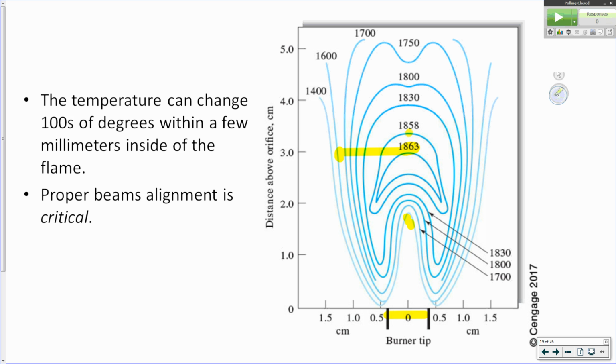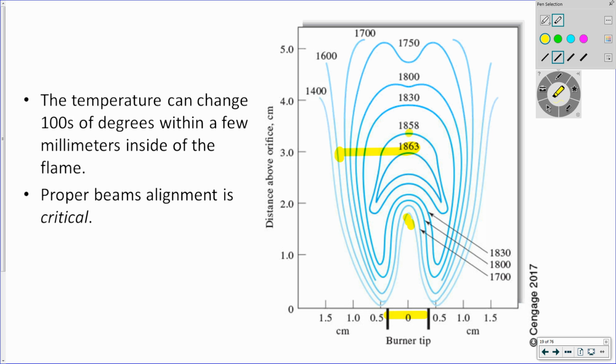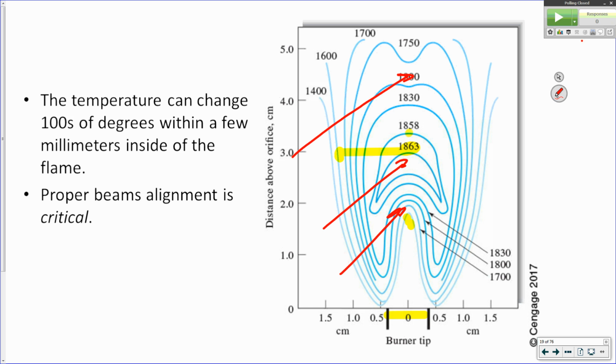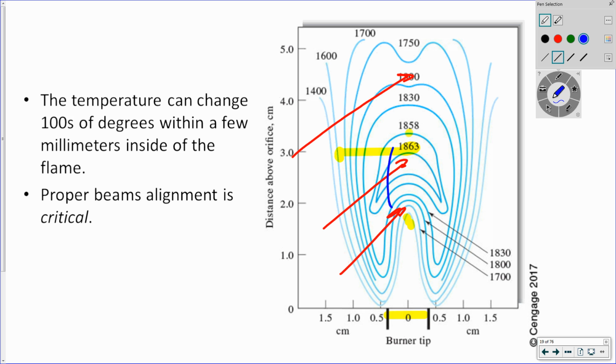So where we shine our beam of light through the sample is absolutely critical. Do we shine our beam of light through this part of the flame? Do we shine it down through here? Do we put it up here at this point? One of the problems down in this region is that it's changing quickly. We want the biggest region of thermal stability. So we want these bands to be separated as much as possible. That way, as the flame flickers a little bit, we'll have the most stability.